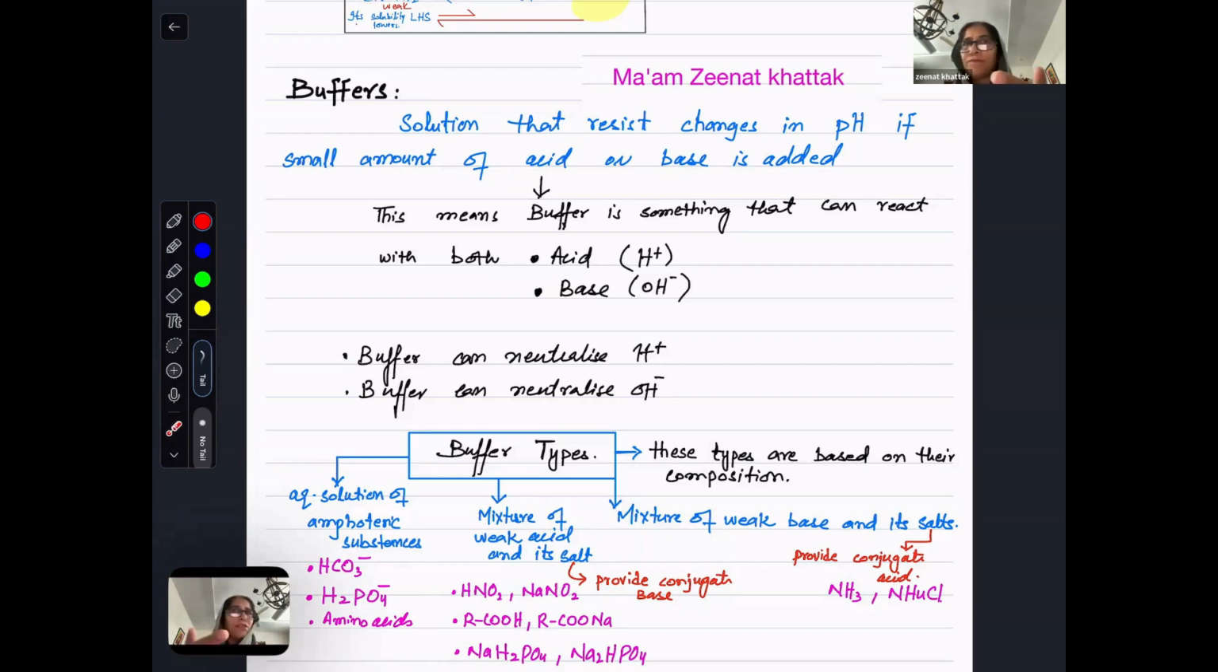Look, in our blood there is a buffer, therefore the pH is constant. The pH is not changing in the blood. Why? Because blood contains buffer. Blood contains hydrogen carbonate. Blood contains amino acids, right? Proteins, they're all buffers. In amino acids, there is a base and there is an acid in the same molecule. It's kind of amphoteric.